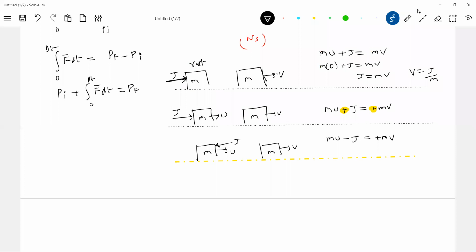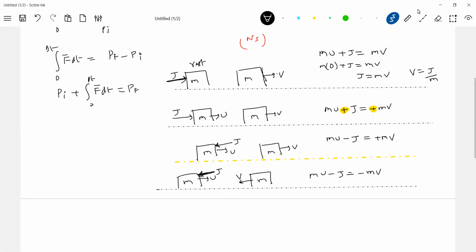Okay, next we'll take a body moving with a velocity u towards the right, and an impulse will act. Due to the impulse, it will change its direction of motion. So mu minus J equals minus mv. Is it fine? So like this, the sign for J, for initial impulse and final momentum depends upon the initial momentum.